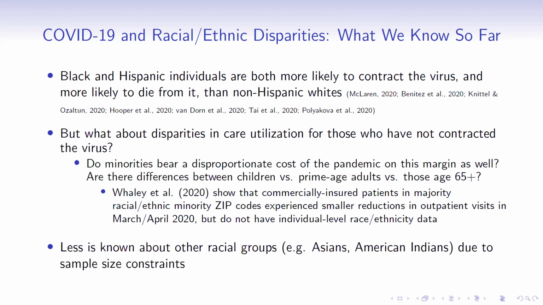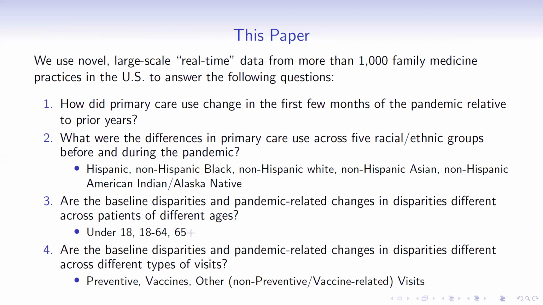And more generally, we know less about other racial groups, so Asians, American Indians, Indigenous people, largely due to sample size constraints. So what we're going to do in this paper is use novel, large-scale, real-time, so to speak, although there is some lag, data from more than 1,000 family medicine practices in the United States to answer the following 4 questions.